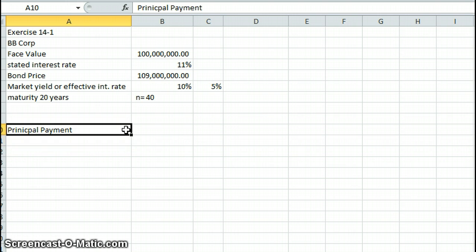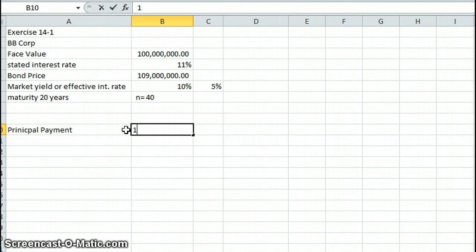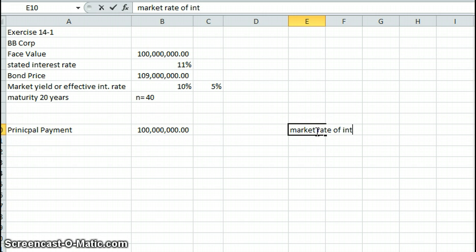That one's a little bit easier. We know at the end of 20 years, or 40 periods, we will receive $100 million. So put that $100 million in there. And what we want to do is find the present value of this principal payment. So using our market rate of interest, or our effective rate, we're going to go to the chart in the back of our text and find the present value factor for a single payment in the future at the market rate of interest.